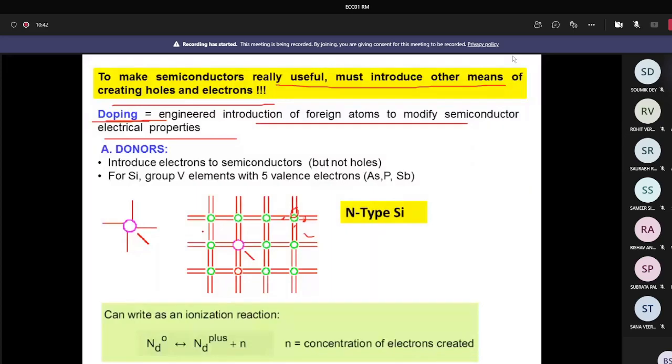Forget about it. Sir, can you increase the size of the cursor?